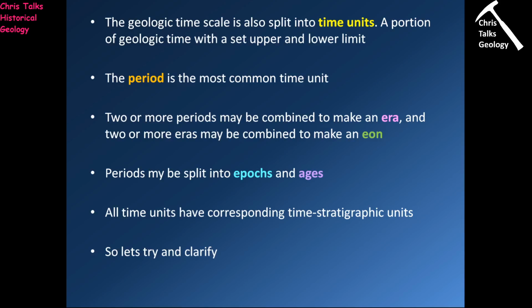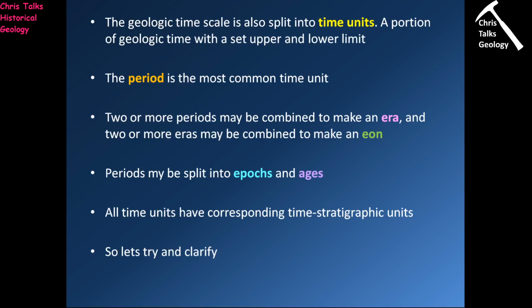So the geologic timescale is also split into time units. A time unit is a portion of the geologic timescale with a set upper and lower limit. The most common unit, the one we've spoken about in the past, is of course the period. There are also larger units, the eras and the eons, and smaller units, the epochs and the ages. And we know that the boundaries between these ages, epochs, periods, eras and eons are based on fossils in most cases. Each of these boundaries is based on the first and last appearance of certain key fossils.